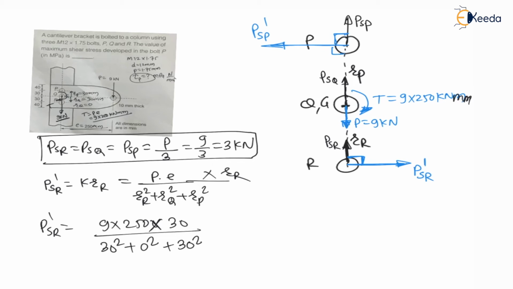Now let us solve this equation. You will find this is equal to 37.5 kilonewton. This will be the secondary shear load on bolt R. Similarly we can find it in other bolts.